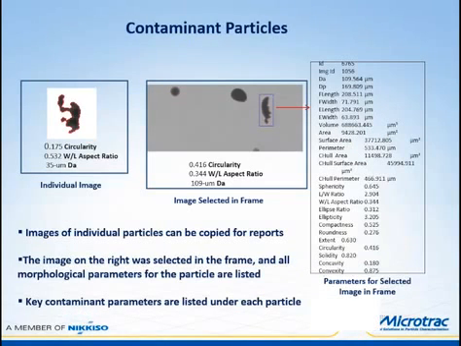Images can be captured and copied. Here are two different contaminant particles with low circularity and low convexity. The image on the right, selected from the frame in the View Particles display, automatically lists all parameters for that particle to the right. Key contaminant parameters are listed under each image. Image analysis technology is the only one that can provide this kind of information.